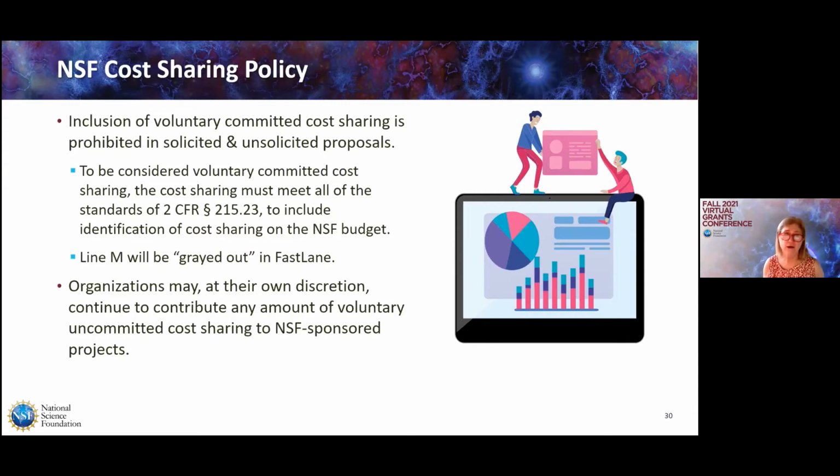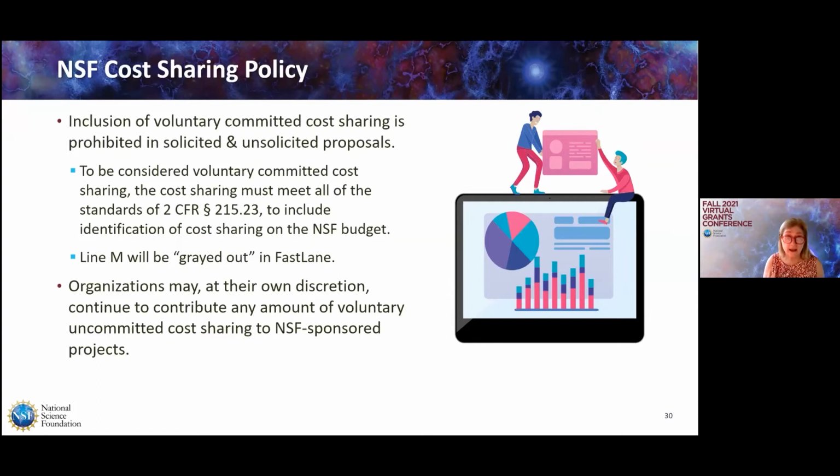The two other categories are voluntary committed cost sharing and voluntary uncommitted cost sharing. And as we state on here, to be considered voluntary committed cost sharing, it has to meet all the standards of, and you're seeing this, 2 CFR 215. What's that? Those are the federal-wide requirements that all federal agencies have to follow in terms of the administrative requirements, cost sharing, accountability, etc. And it specifies that to be voluntary committed cost sharing, it has to be on the budget.